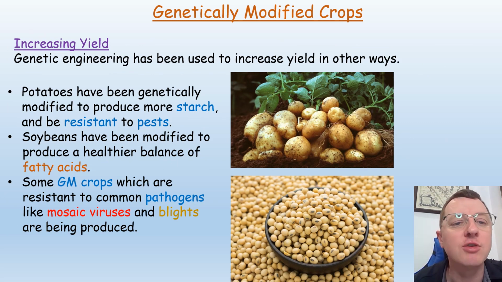So how else can we increase the yield? Well, genetic engineering has been used to increase the yield in other ways. For example, potatoes have been genetically modified to produce more starch and to be resistant to pests. Soybeans have been modified to produce a healthier balance of fatty acids. And some GM crops which are resistant to common pathogens like the mosaic viruses and blights are being produced, all of which should help to increase the yield and again help us to feed our ever-increasing human population on this planet.